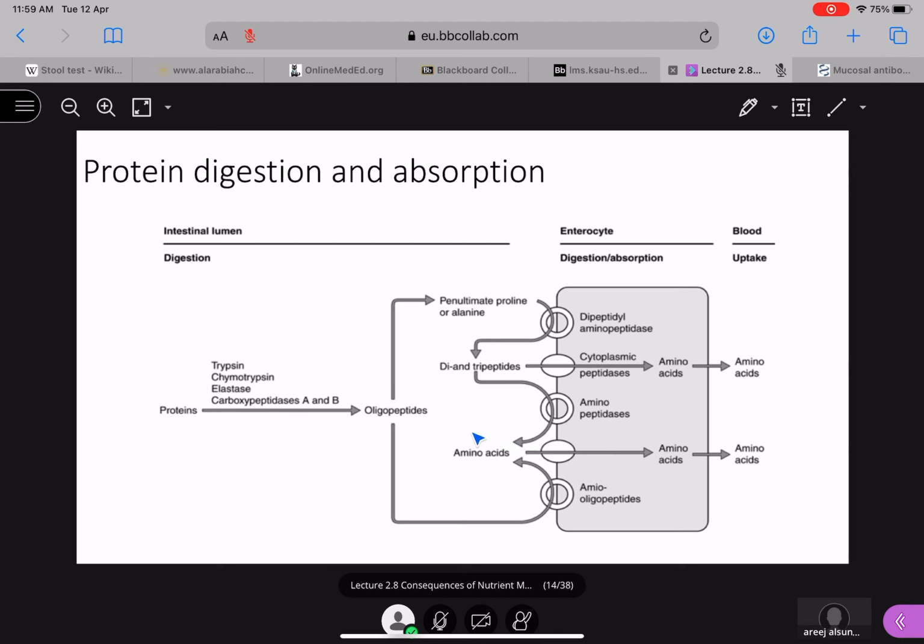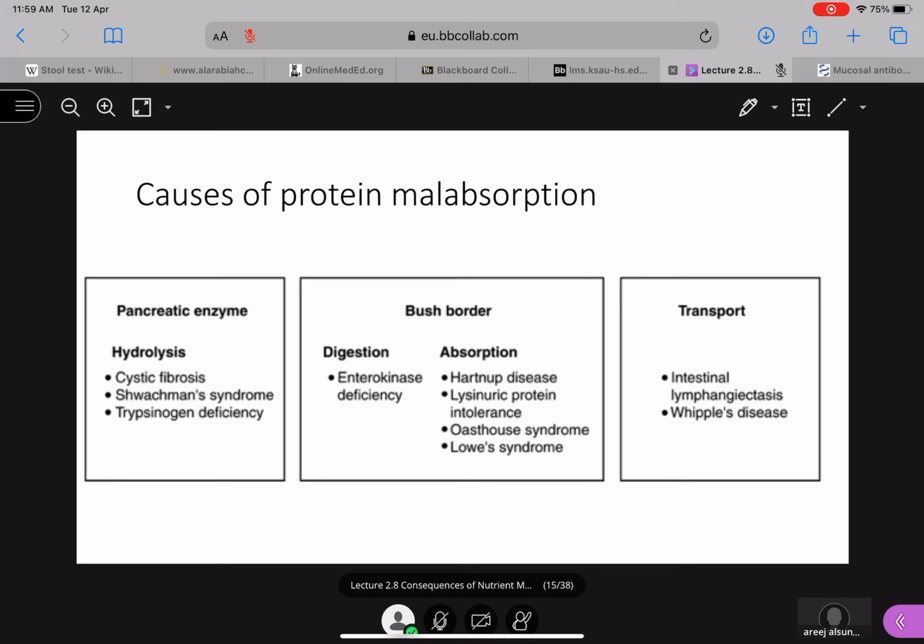So we need to convert all protein to amino acid, either by the action of pancreatic enzyme, and once it forms smaller di or tripeptides, in the brush border there is an enzyme called enteropeptidase. This enzyme will convert the di and tripeptide to amino acid, which is absorbed in the enterocyte and then goes to the circulation. So again, what are the causes of protein malabsorption? If we understand how the absorption happens, we get to understand the malabsorption.